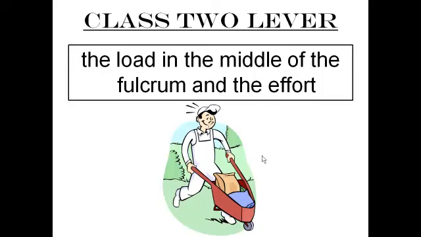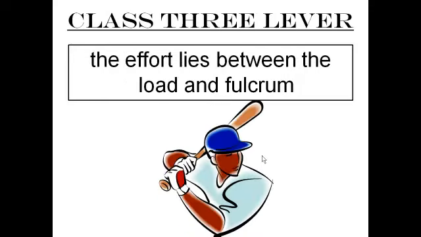For example, a wheelbarrow. The load is in the middle, the barrel, and the wheel is on one end, and the handles are on the other end. A class 3 lever, an example of that would be a baseball bat. Effort lies between the load and the fulcrum. The fulcrum, remember, is the pivot point. The load is where the heavy part is, or the part that you are trying to move.